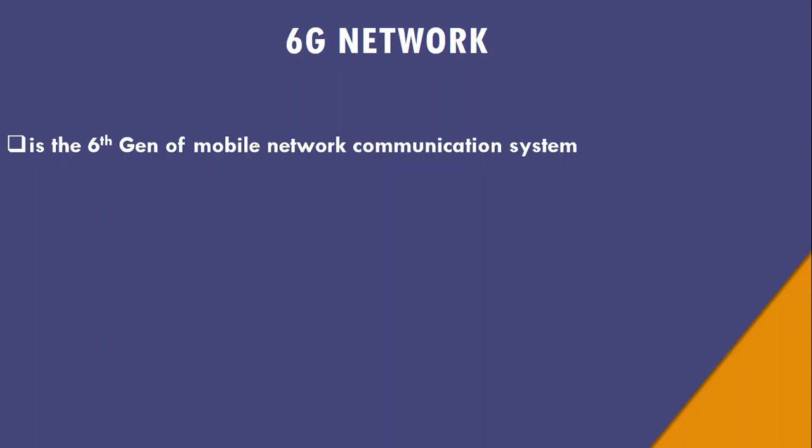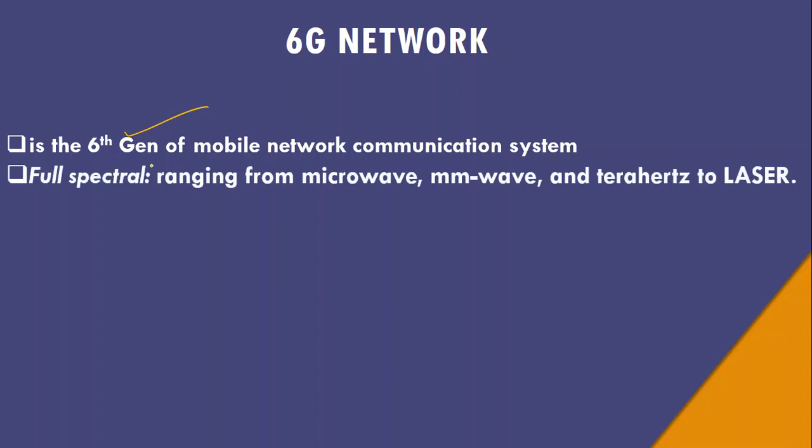So let's start. What is 6G? 6G is nothing but the sixth generation of the mobile network communication system. In 6G the terahertz spectrum is used, which we will discuss later in this video, and here we will discuss some components of 6G one by one.